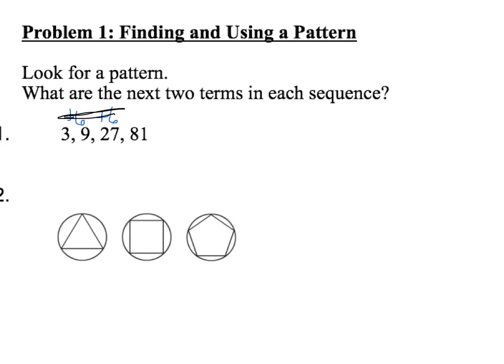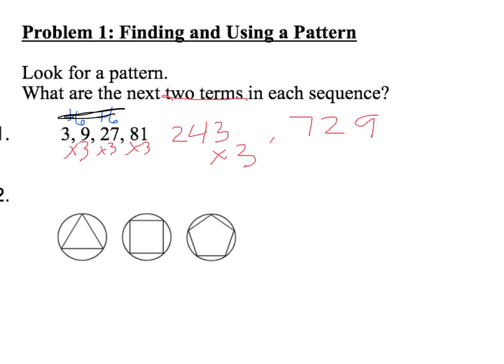So I also know that from 3 to 9, I can multiply by 3. So 9 times 3, is that 27? Yes. 27 times 3, is that 81? Yes. So I'm using my inductive reasoning to know that the pattern is multiply by 3. So I'd want to multiply 81 by 3, which is 243. That's one term, but it's asking for two terms. So then I want to multiply that by 3, which would be 729. So those would be my two answers.